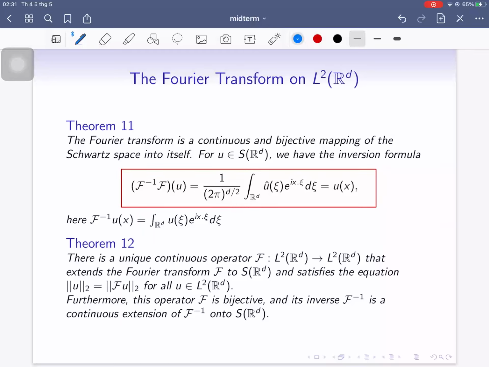Here we define F to the minus 1, the inverse of F, as the Fourier inversion. We can see it over here.